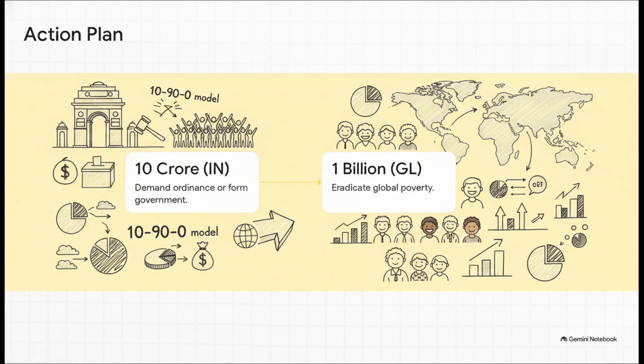But it doesn't even stop there. Step 2 scales this whole operation up globally. The author calls for 1 billion global subscribers. With that level of support, the goal is to roll out the 10-90-0 model worldwide, fundamentally altering the global economy to eradicate poverty and inequality forever. Talk about an ambitious leverage of digital subscription metrics for a real-world political takeover.